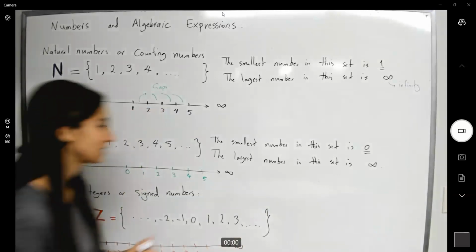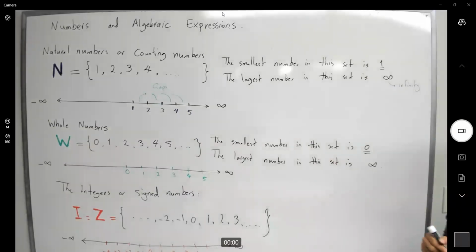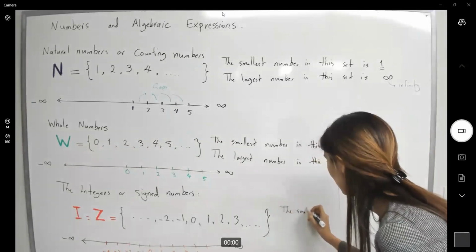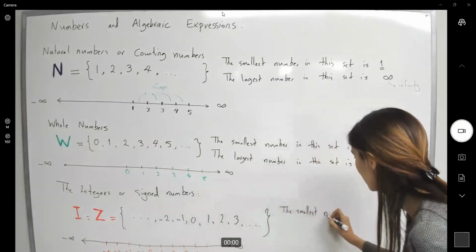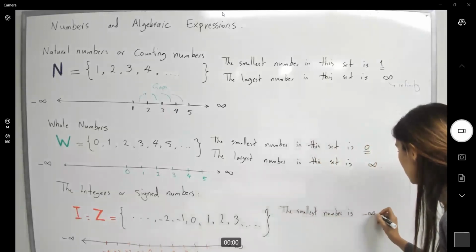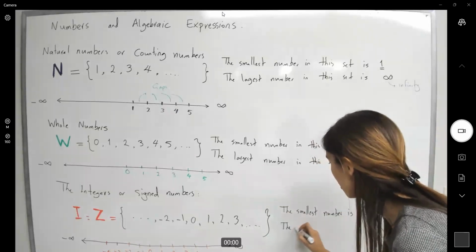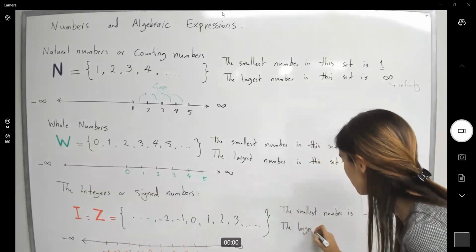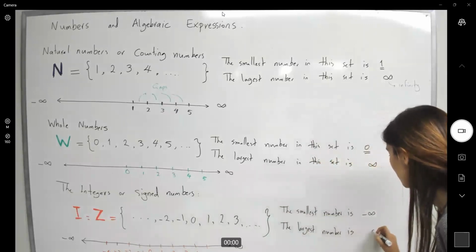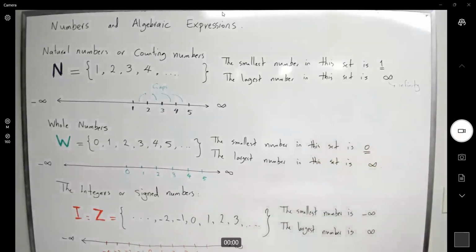Well, the smallest number in this set is negative infinity. And the largest number in this set is positive infinity. Very good. Now, we want to know what are the important operations for these sets.